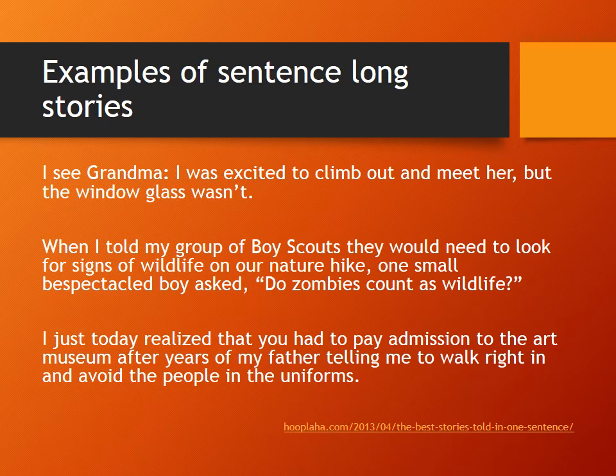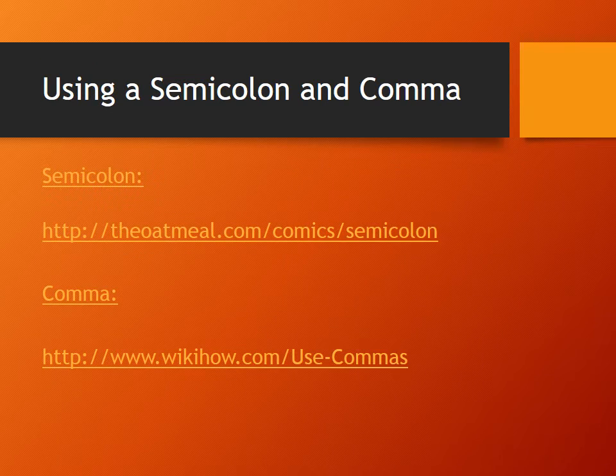So these are examples of sentence-long stories. Take some time to read these, and you'll notice the use of who, what, and how, as well as strong verb choice and complex punctuation. So we're going to be going over using a semicolon and comma, and we have some fun links for you here to review how to use these. Take some time to pause and read these and familiarize yourself with the content.